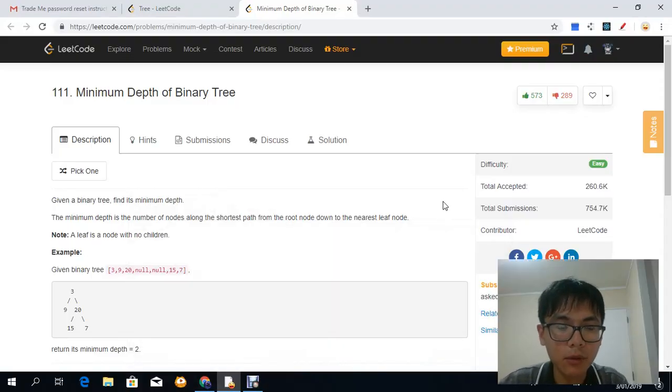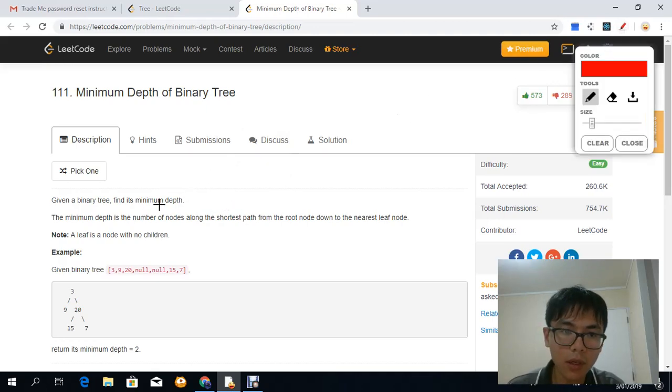Hello, this time we are going to take a look at question 111, minimum depth of binary tree. In this problem, we are given a binary tree. Our job is to find its minimum depth. So what is depth?